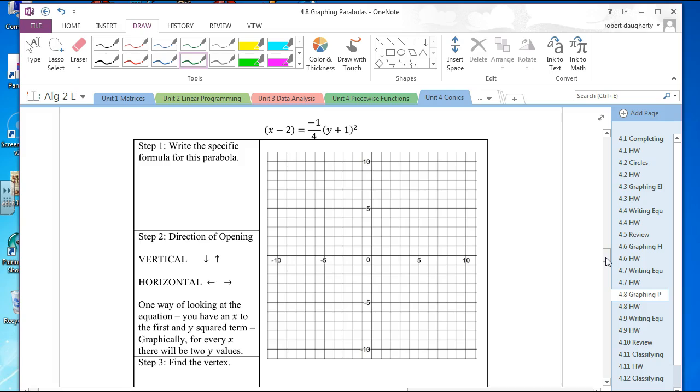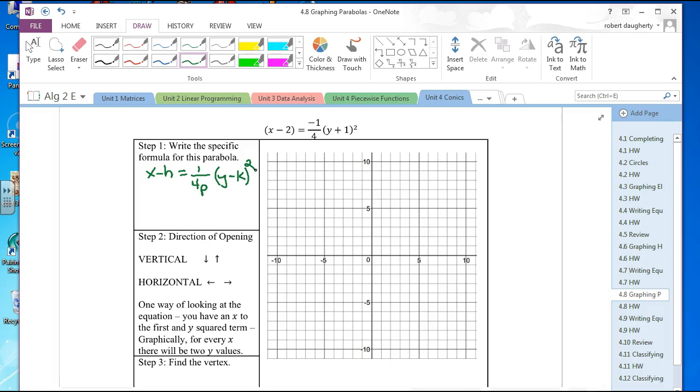Now, this one uses a different form. Why is this one different? Yeah, it's horizontal because the y is being squared. So this formula is x minus h equal 1 over 4p times y minus k squared. Okay? That's the form that I need to use for this one.